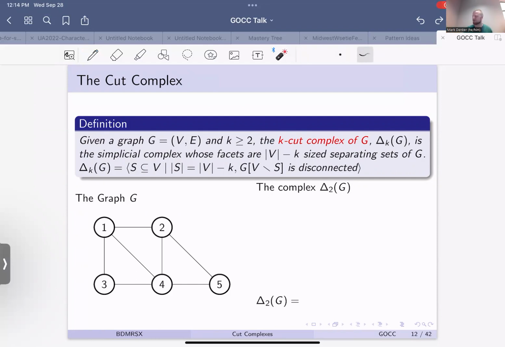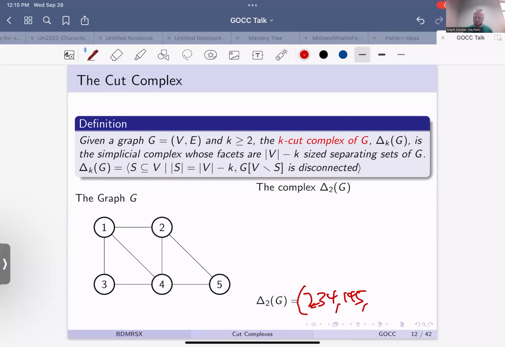So I have my lovely graph here, and I want to identify all of the disconnected sets. So let's do that. Disconnected set, well, 1 is connected to 2, 1 is connected to 3, 1 is connected to 4, 1 is not connected to 5. And so that is a disconnected set, which means its complement, 2, 3, 4, is in my complex. That's all the disconnected sets containing 1. 2, 3 is not connected, and so 1, 4, 5 would need to be in my complex. And then there should be one other disconnected set of size 2.